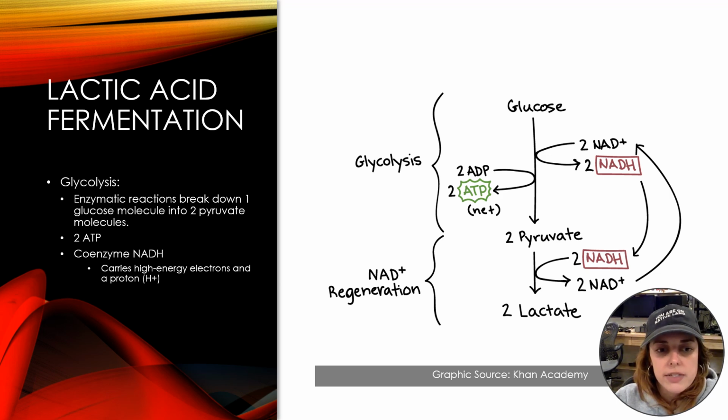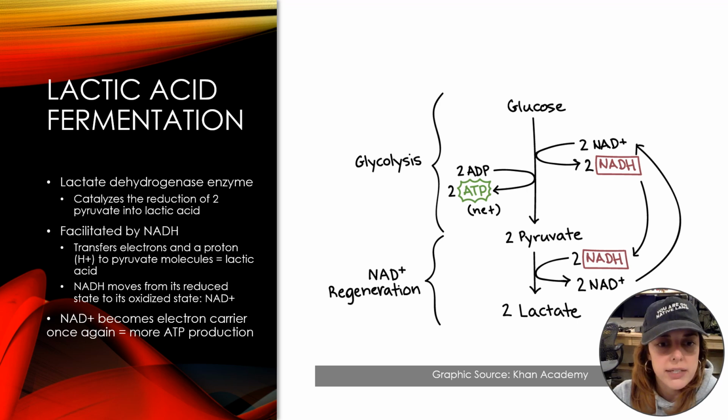So the metabolic process of lactic acid fermentation starts with glycolysis. And basically, it's a series of enzymatic reactions that will break down one glucose molecule into two pyruvate molecules. During that process, it will produce 2 ATP, which the bacteria will then use for energy. It also generates the coenzyme NADH, which is a molecule carrier, and it will carry high energy electrons and a proton, and in this case, it's hydrogen.